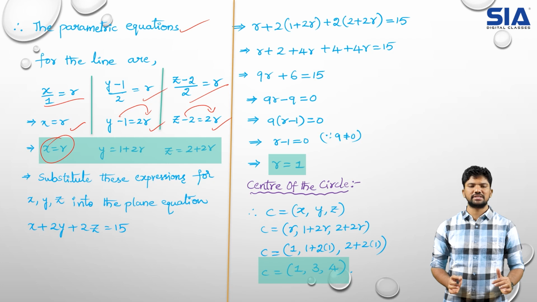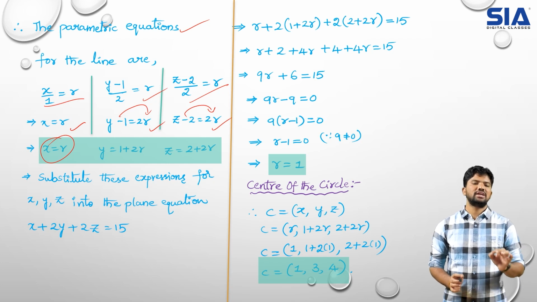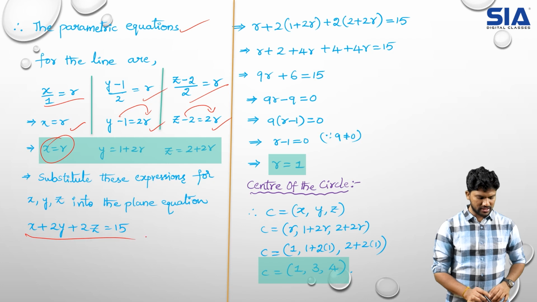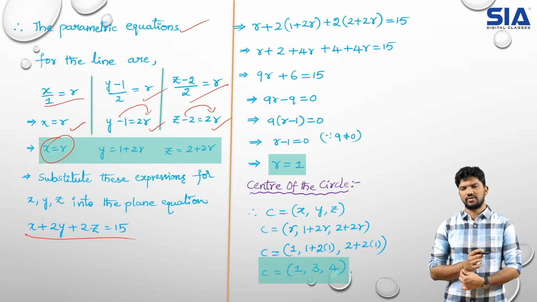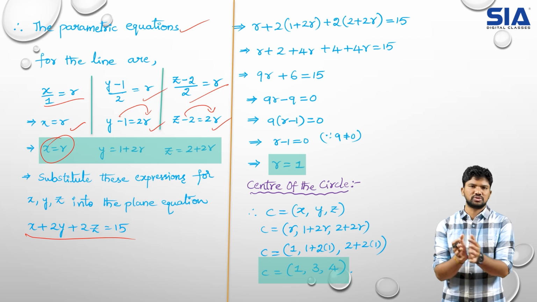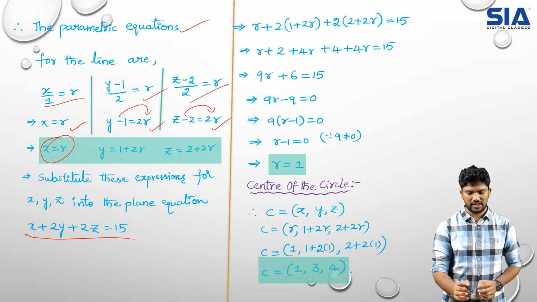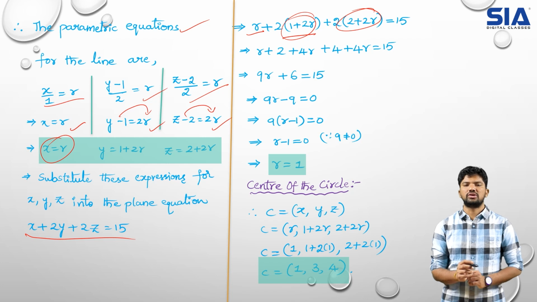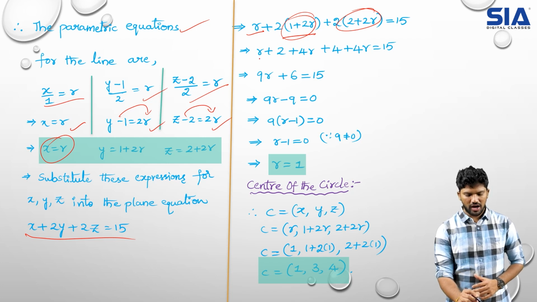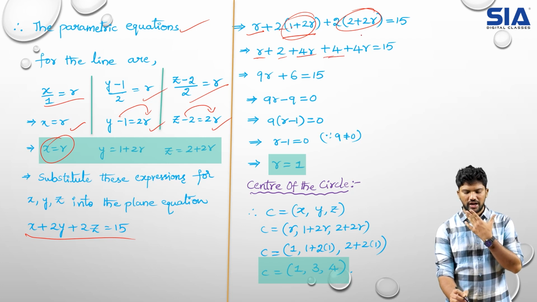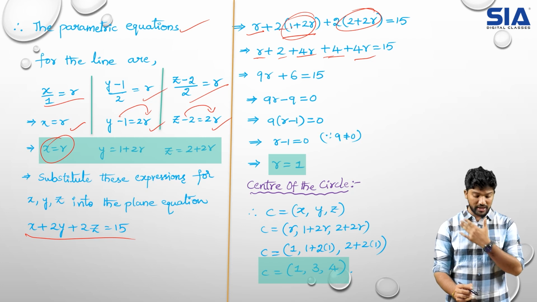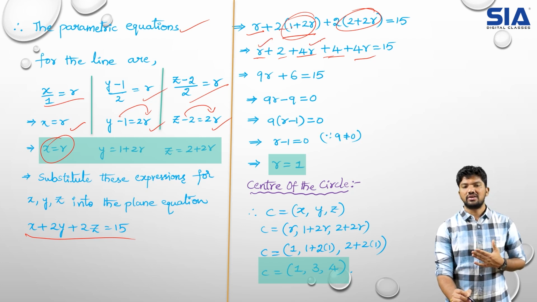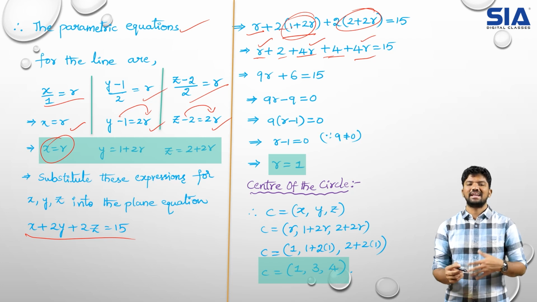Substitute these expressions for x, y, z into the plane equation. What is the plane equation? x plus 2y plus 2z is equal to 15. So in place of x, y, z, substitute the values of x, y, z in terms of small r in the plane equation. x is small r, plus 2y, 2 into y value, 1 plus 2r, plus 2 into z, 2 into 2 plus 2r, is equal to 15. Now r plus 2 into 1 is 2, and 2 into 2r is 4r, plus 2 into 2 is 4, and 2 into 2r is 4r, is equal to 15. How many r's are there? r plus 4r is 5r, 5r plus 4r is 9r.